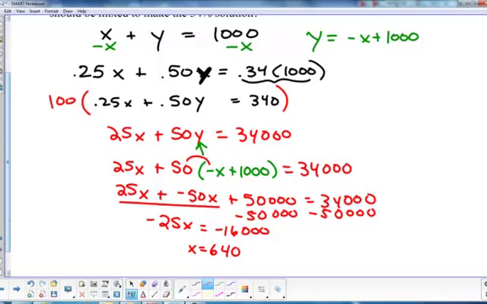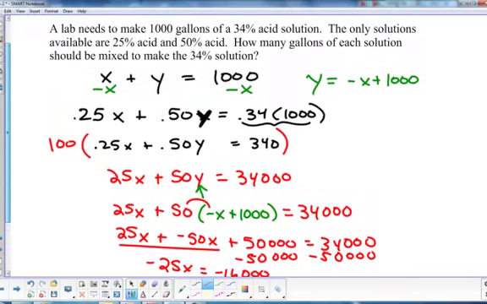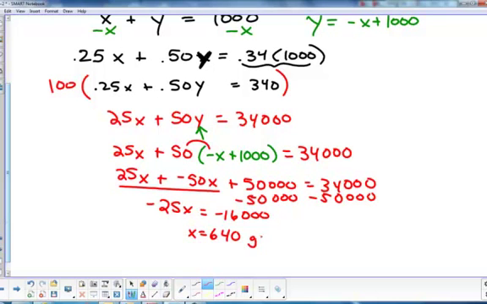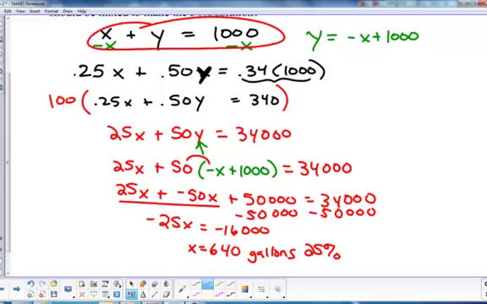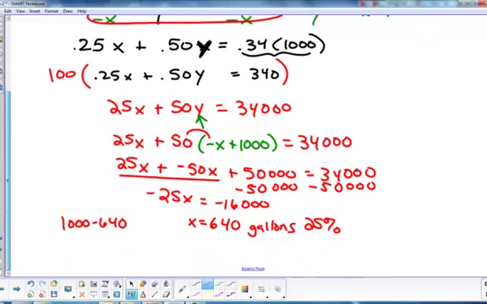So I have 640 gallons of my x, my 25% solution. And then together they were 1,000. So if you do 1,000 minus 640, you get 360. So then you have 360 gallons of your 50% solution.